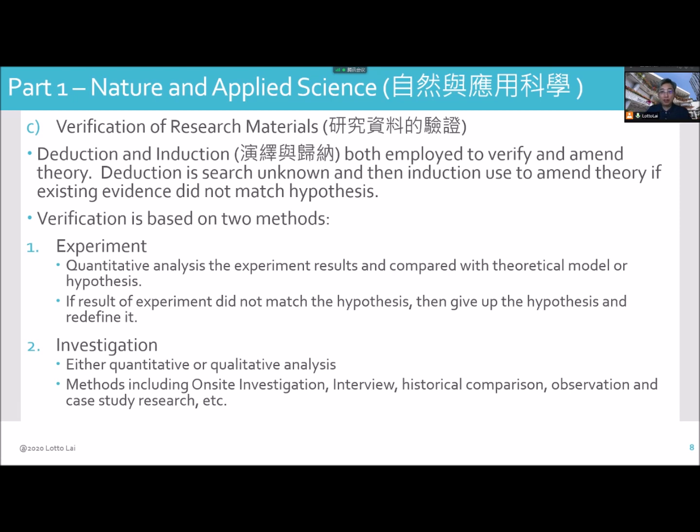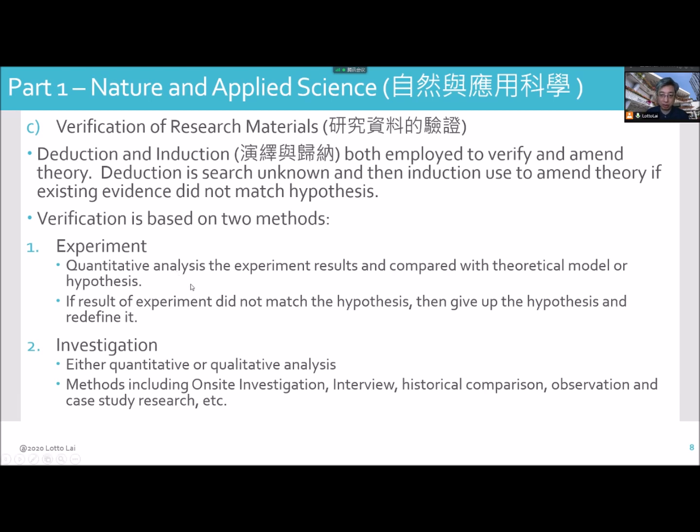And verification of research material, how to verify it. We have introduced the deduction and induction methods, both employed to verify and amend the theory. Deduction searches for the unknown, and then induction is used to amend the theory when the existing evidence does not match the hypothesis. So verification is based on two methods: one is to do the experiment, another is the investigation.